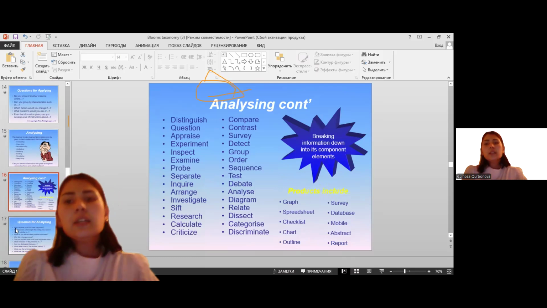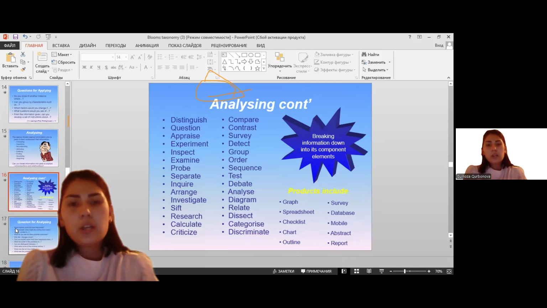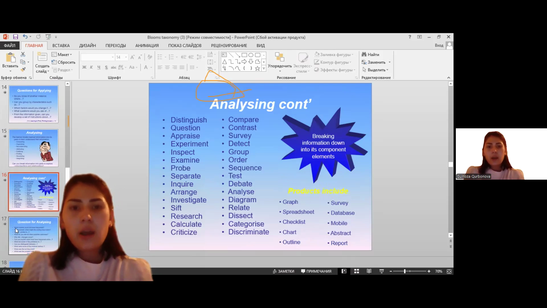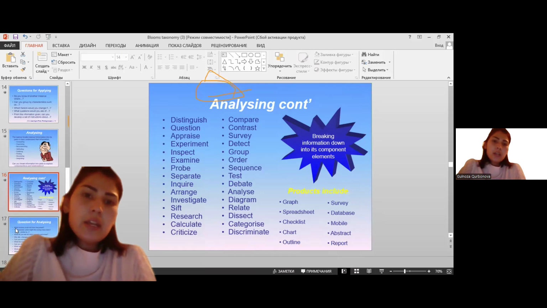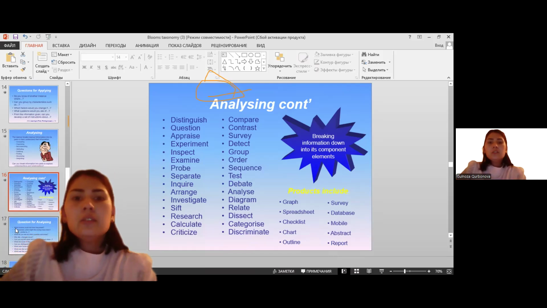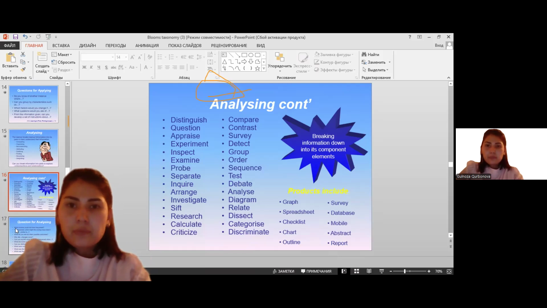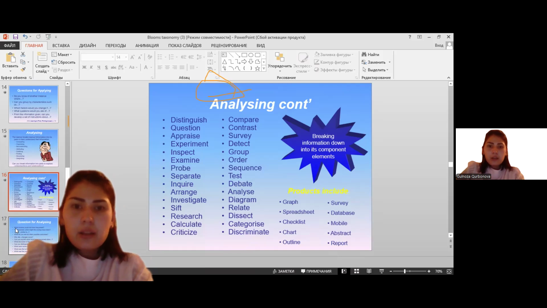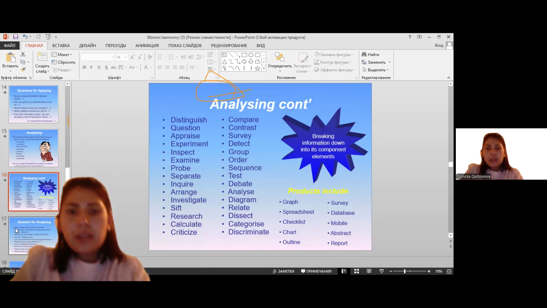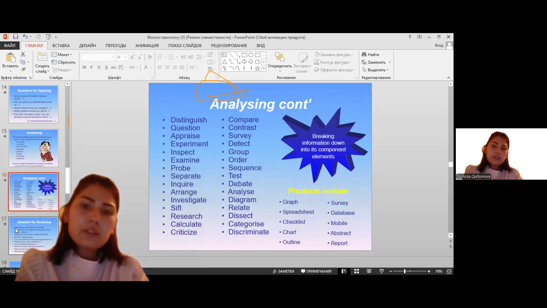Analyzing. Distinguish, question, appraise, experiment, inspect, examine, probe, separate, inquire, arrange, investigate, sift, research, calculate, and criticize. Compare, contrast, survey, detect, group, order, sequence, test, debate, analyze, diagram, relate, dissect, categorize, discriminate.